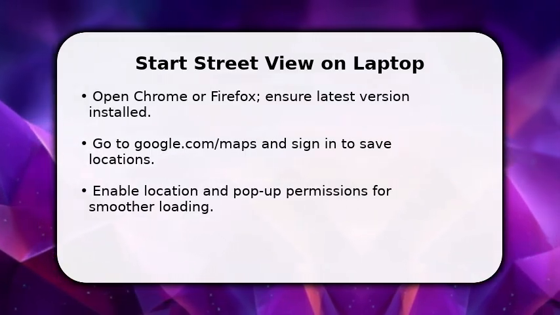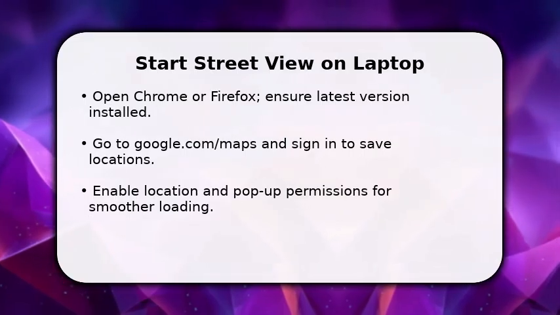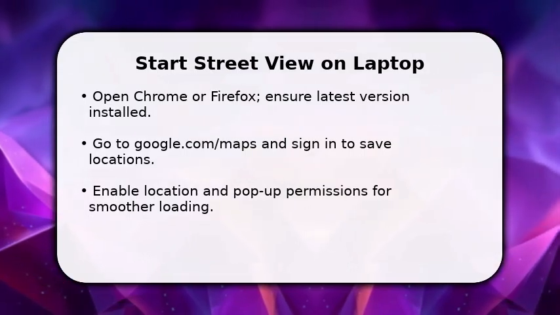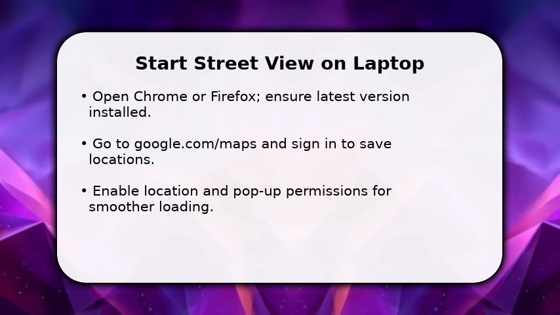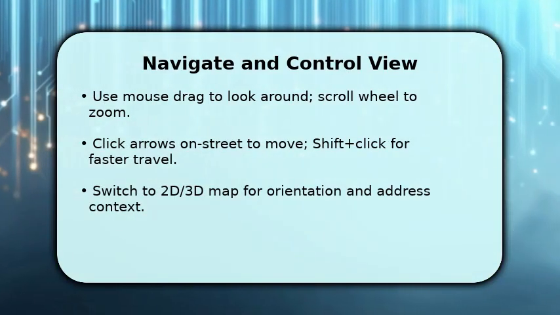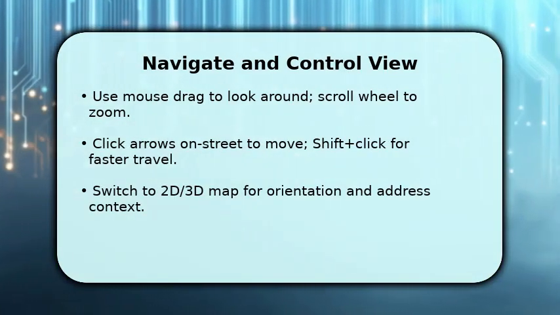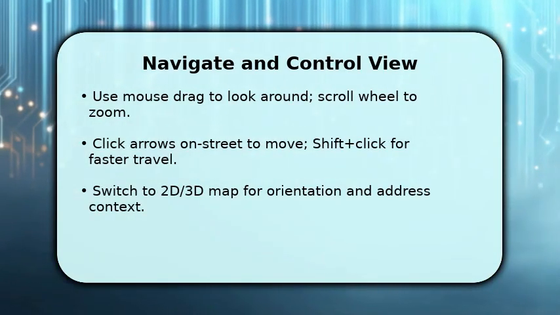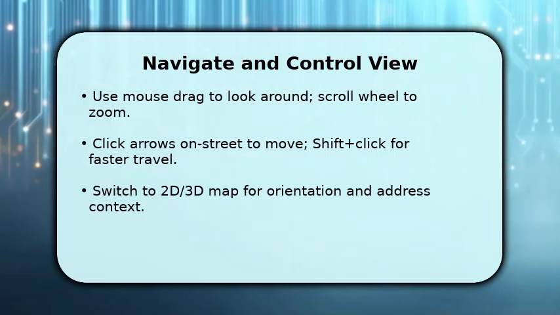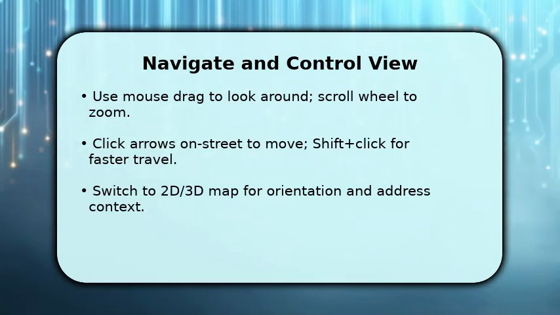Now click and hold the yellow pegman in the corner and drag it onto a blue highlighted street to enter Street View immediately. Once inside Street View, use your mouse to drag and look around and the scroll wheel to zoom into details. This gives precise control over what you inspect.